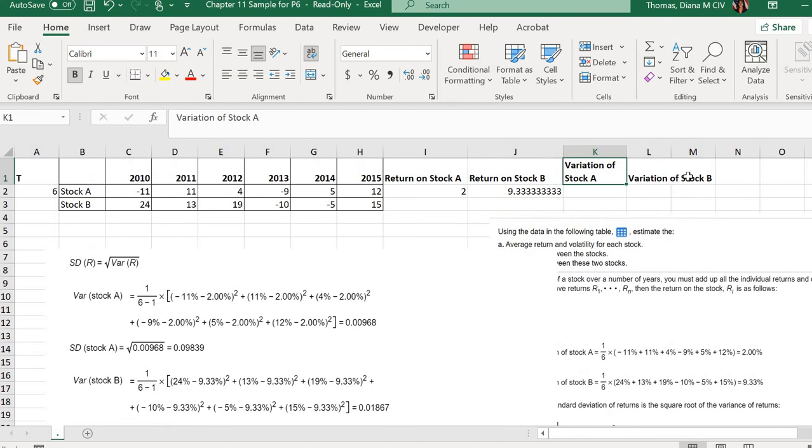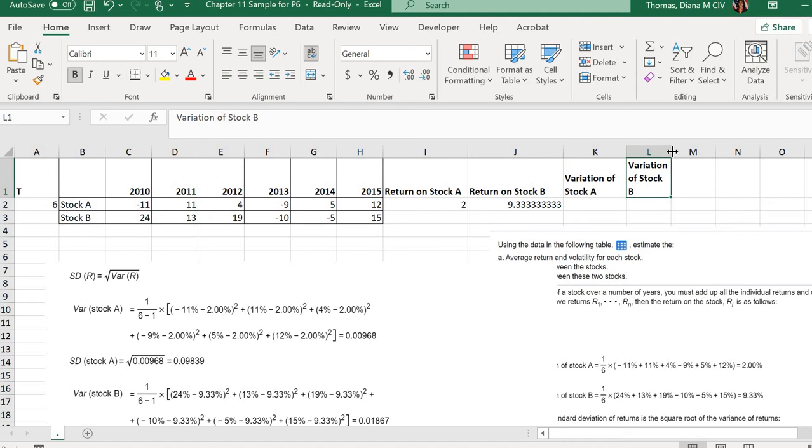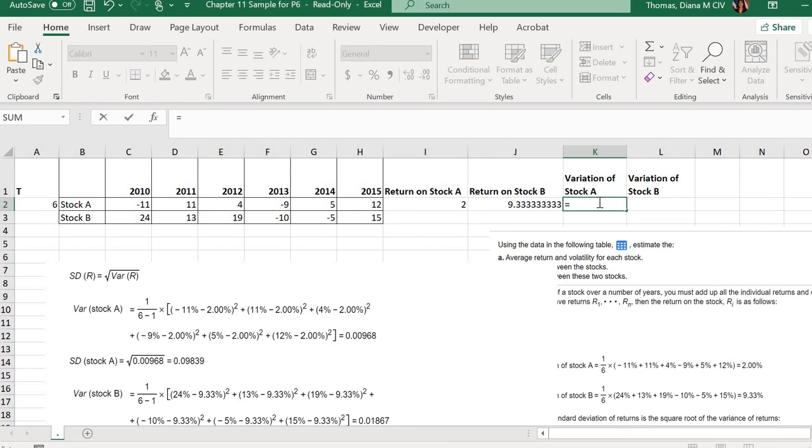Let's see. I like to make things look neat in Excel. So this little button wraps the header. I'm just fussy about it. So stock A. I'm going to now automate a lot of what I'm doing here. So I'm going to go equals, and I think I probably have to do this. No, I think I can get away with not doing this. So let me try the following.